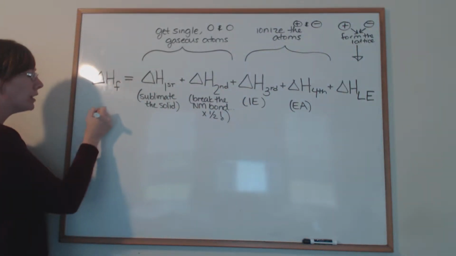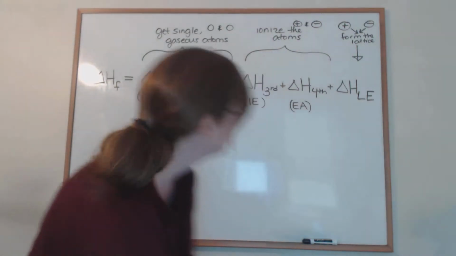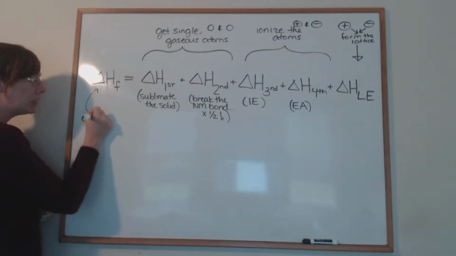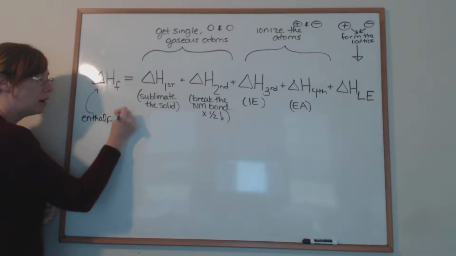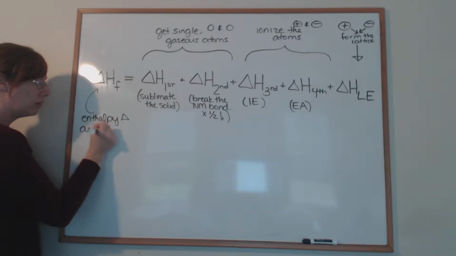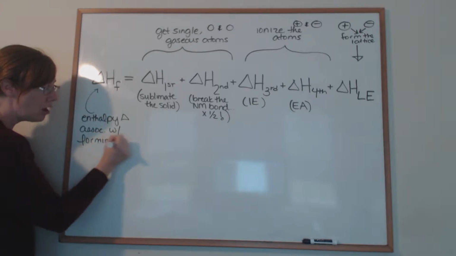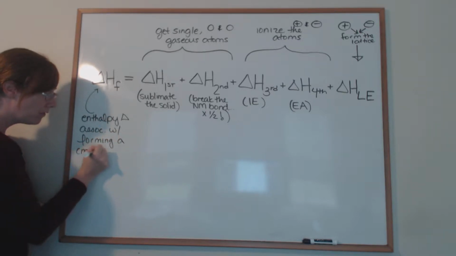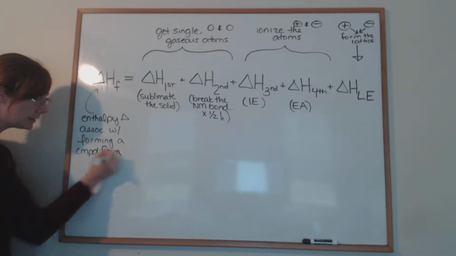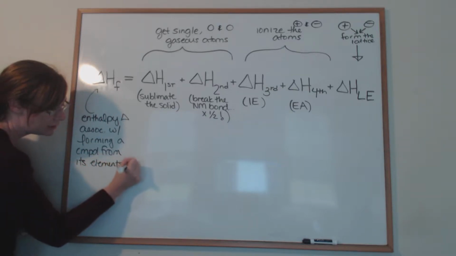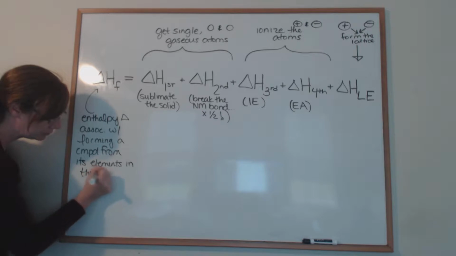Part of this is making sure that you have a good understanding of what delta H of formation means. Delta H of formation is the enthalpy change associated with forming a compound. That's why it's called formation: forming a compound from its elements in their standard states.